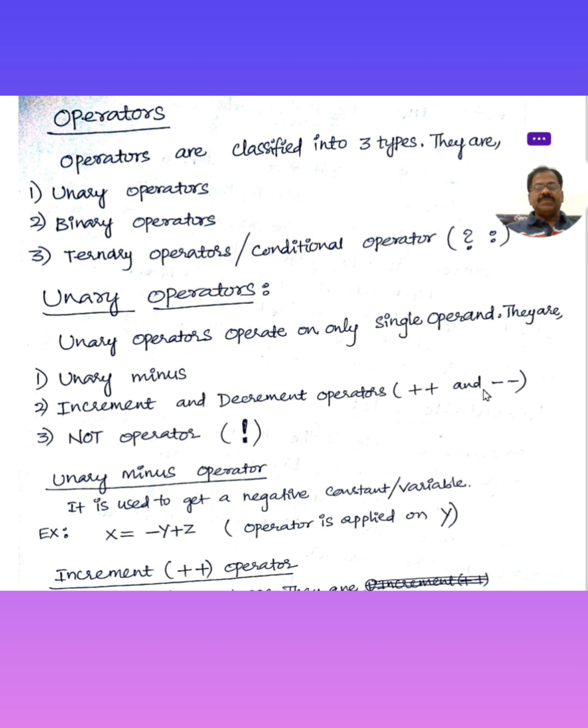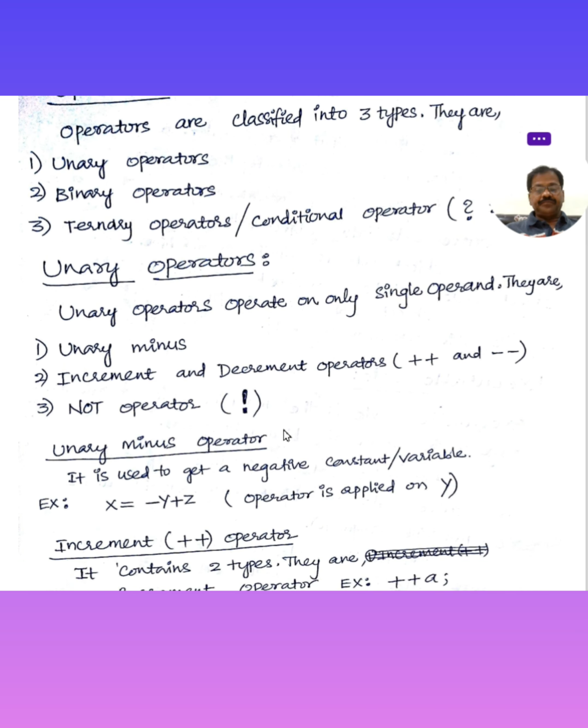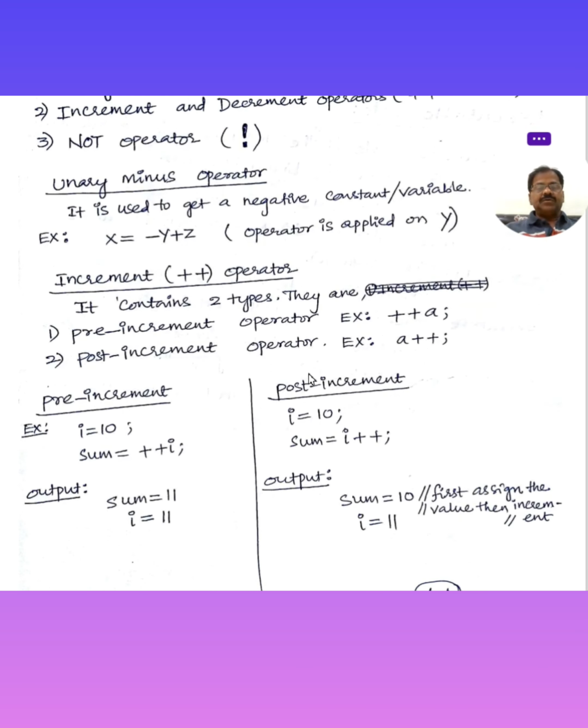Similarly, minus minus also. Next, not operator. So, A not. You see here, an example for unary operator: x is equal to minus y plus z. Here you see that the minus operator will work on operand y. So this is the unary minus operator.